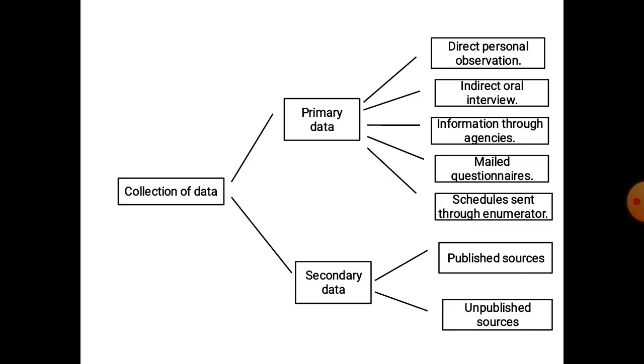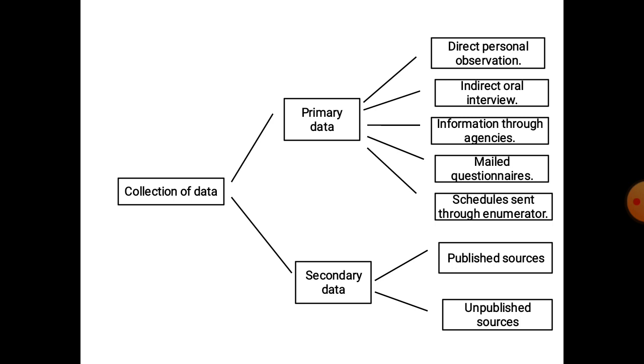So in the beginning of this chapter, we have seen collection of data. In that, data can be classified into two types: primary data and secondary data. And primary data can be collected under 5 methods. First one is direct personal observation. Next, indirect oral interview. Thirdly, information through agencies. Then mailed questionnaires. Lastly, schedules sent through enumerators. So all these are the 5 methods of collection of primary data.